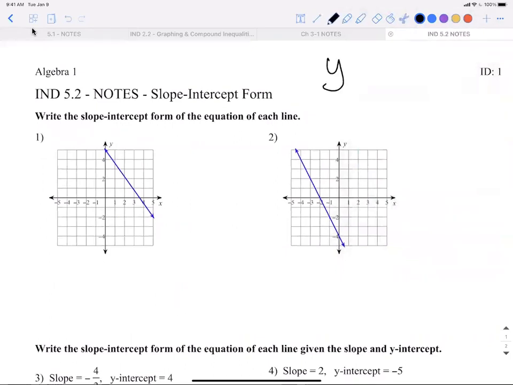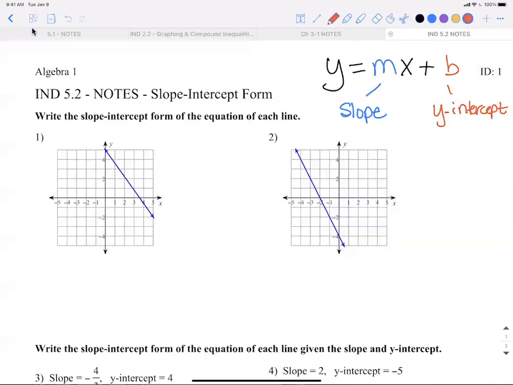It's y equals mx plus b. Okay, y equals mx plus b. And the m, we already know m stands for slope. And the b is the y-intercept. And we know from yesterday that the y-intercept is the point at which your line crosses the y-axis.